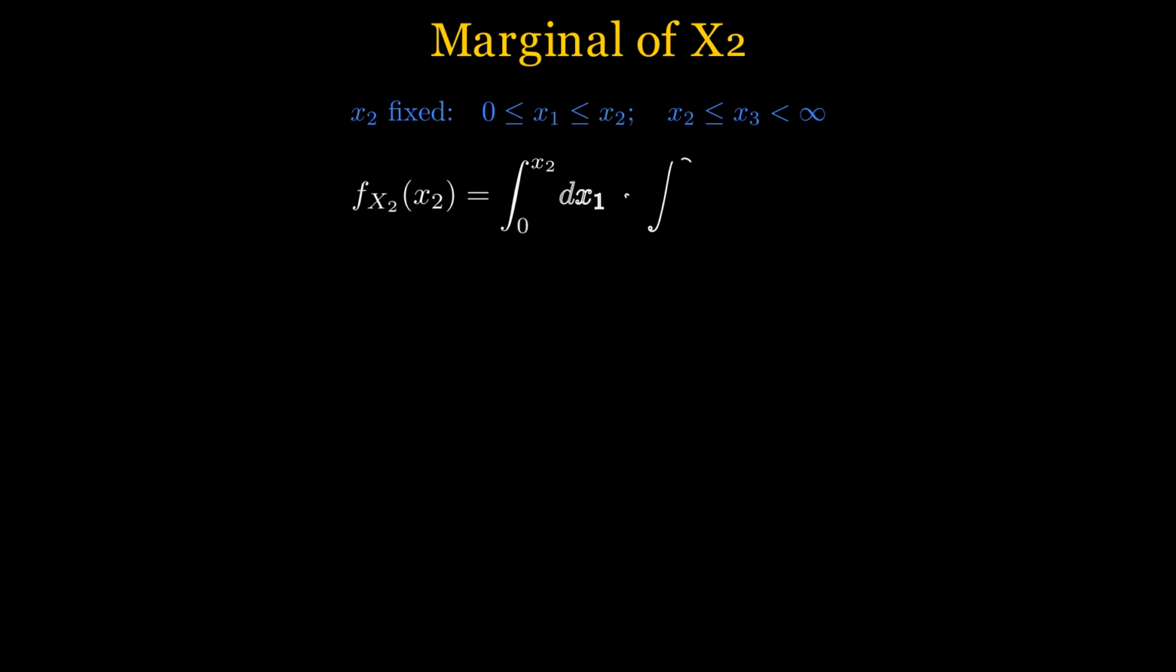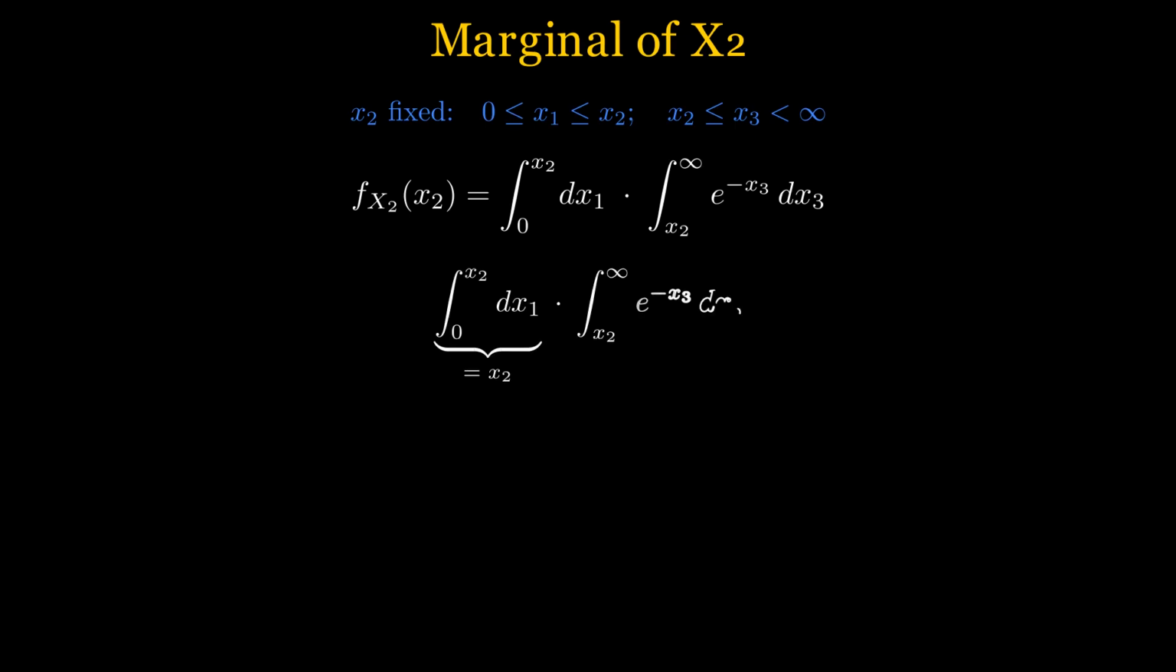Next, the marginal of x2. Hold x2 fixed. Now x1 ranges from 0 to x2, and x3 ranges from x2 to infinity. Because x1 and x3 are on opposite sides of x2 in the ordering, their integrals are completely independent of each other. The marginal factors into 2 separate integrals.